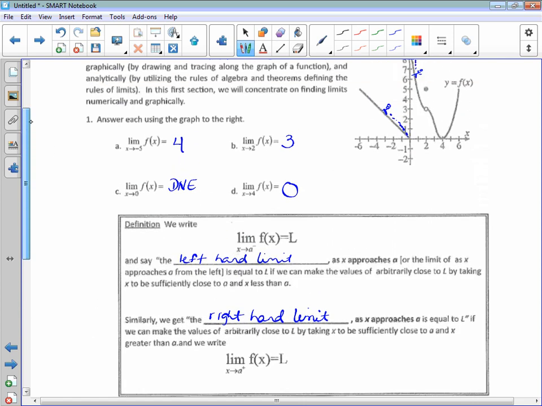So let's get back up to this graph. If I had asked you the limit of f of x as x approaches 0 from the left, what would you have told me? 0. If I had asked you the limit of f of x as x approaches 0 from the right, I think 8 is where it's going. Okay? So you can evaluate the left-hand limit and the right-hand limit, but the overall limit over here still does not exist.